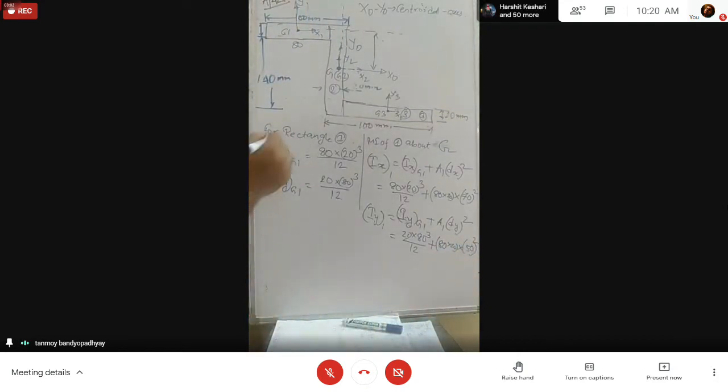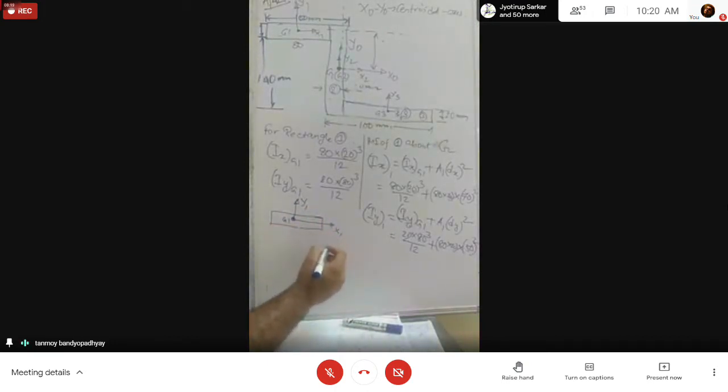You can draw it separately at a different place also. This is the element that you are considering. This is x1, this is y1, this is g1. If you get confused, this rectangle is somewhere around here, so you can draw this figure differently. Similarly, keep calculating this for rectangle 2 and rectangle 3 and then add them up.